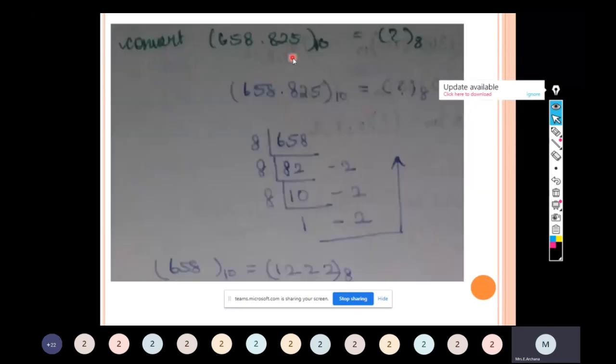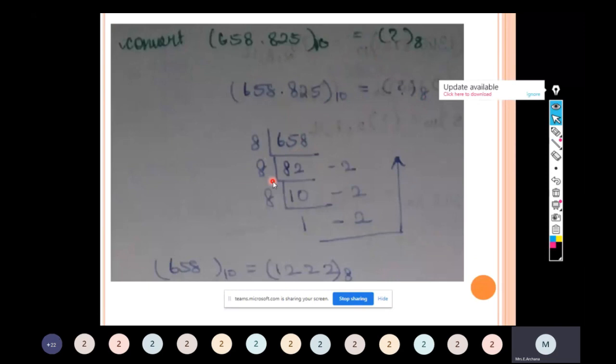The next problem is convert 658.825 from base 10 into base 8. This is a problem based on decimal to octal number system. So how to convert a decimal to octal number system? The 658 is divided by 8.